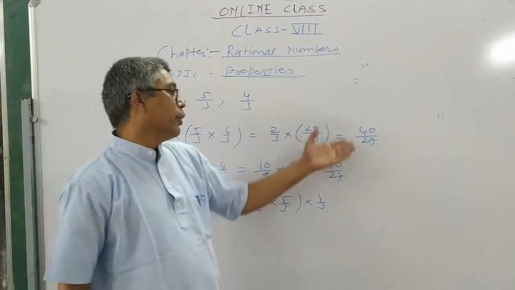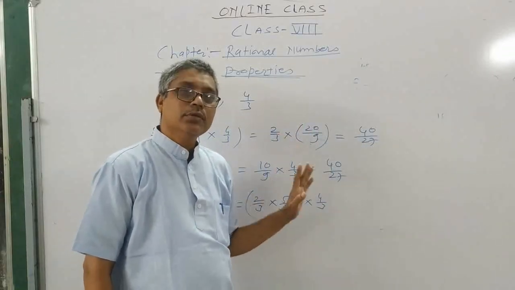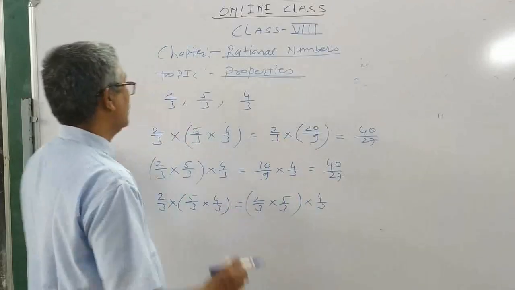In this way, if we take the same rational numbers and if we take the division, definitely we get different answers. And then we say that the division is not associative. Let us see this also.